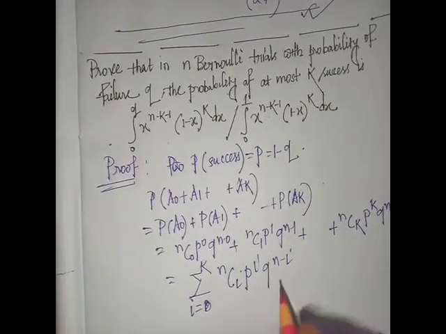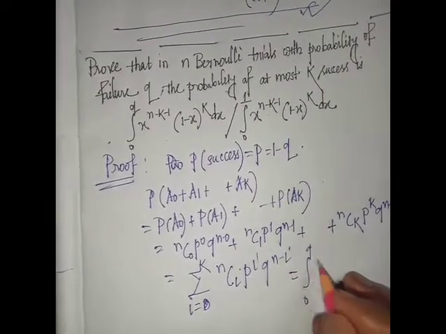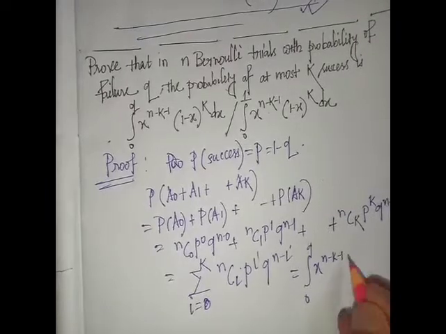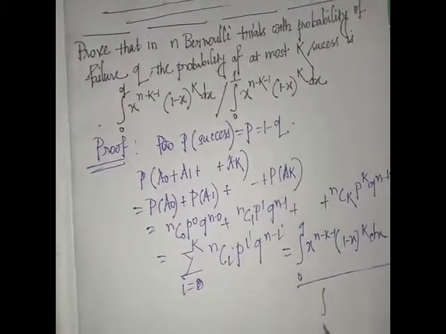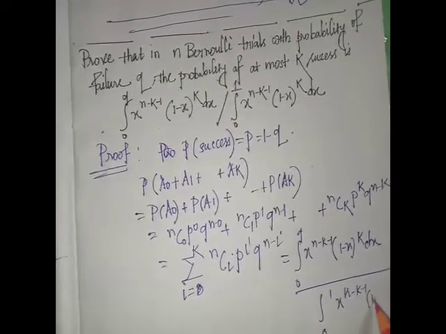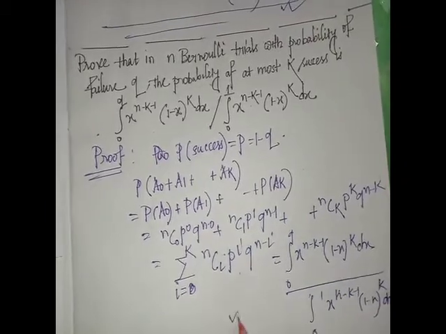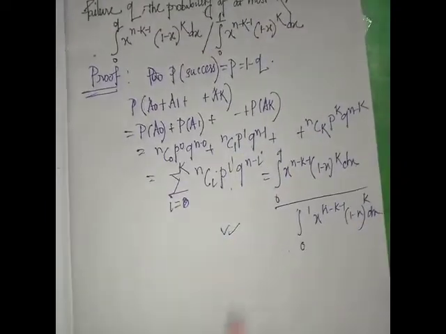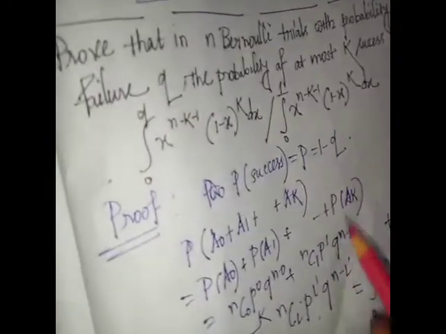nCi p to the power i q to the power n minus i. In the given question, we prove that this is equal to the integral from 0 to q of x to the power n minus k minus 1 times (1 minus x) to the power k dx, divided by the integral from 0 to 1 of x to the power n minus k minus 1 times (1 minus x) to the power k dx. We prove that this equals this. Okay, let Ik equal to this.